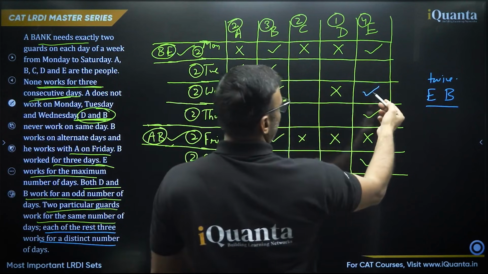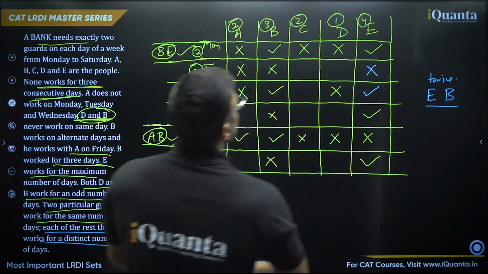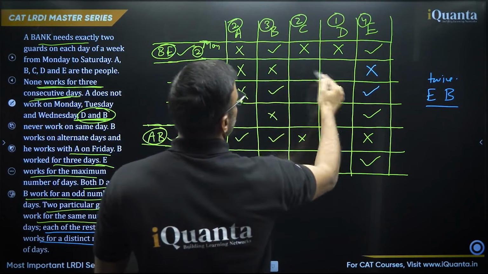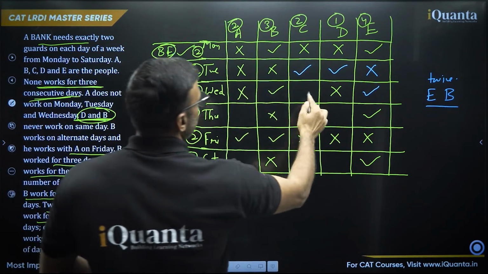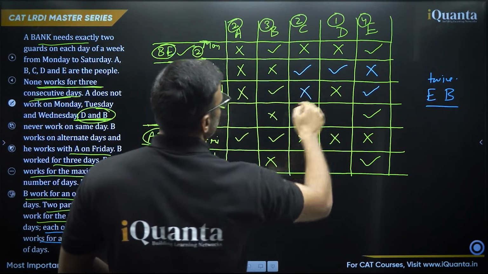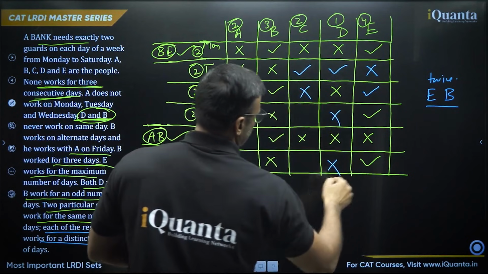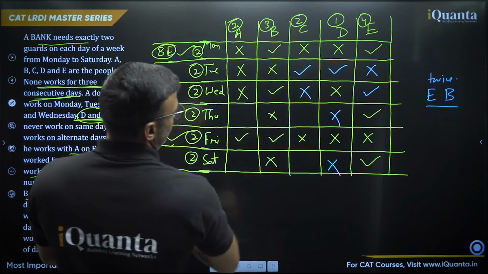Okay. Now, if you look at E, 4 tick marks are already there. So, this Tuesday, E cannot work. Now, that means Tuesday, 2 people are required. So, these two, C and D, will work together. On Wednesday, 2 people are already working. So, C cannot work here. D has already worked for 1 day, so will not work for other days. C has worked only for 1 day. Okay.